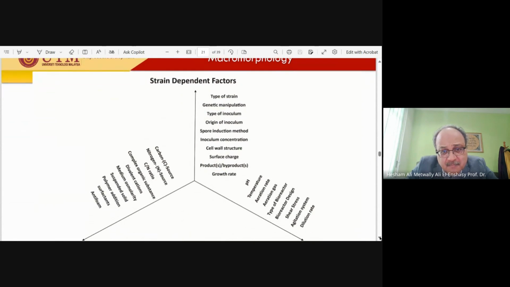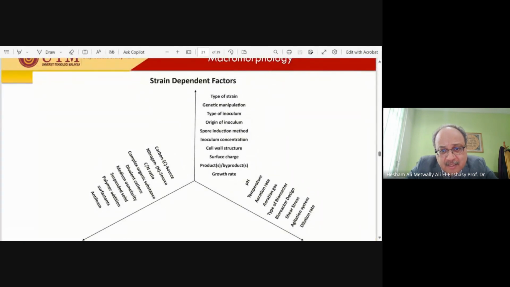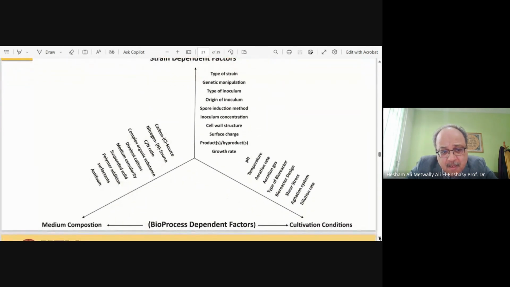From the literature, macromorphology can be affected by different factors: strain-dependent factors, medium composition, and cultivation conditions, which are called bioprocess-dependent factors. But which factor can I work with? It's a big dilemma here. All those in the literature can affect the micro and macromorphology. But in scaling up a process, we usually look for something we can control in scaling, which is the aeration and agitation rate and the type of the bioreactors.